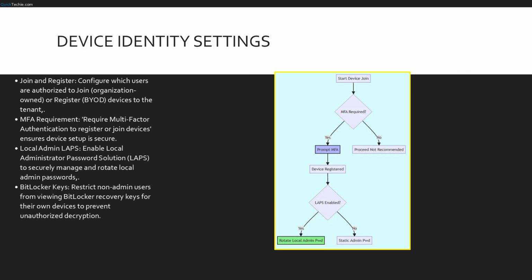Finally, let's configure device settings. You define who can join devices to Microsoft Entra. A critical security control here is the toggle require multi-factor authentication to register or join devices. We highly recommend setting this to yes.